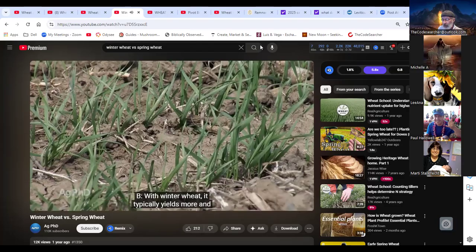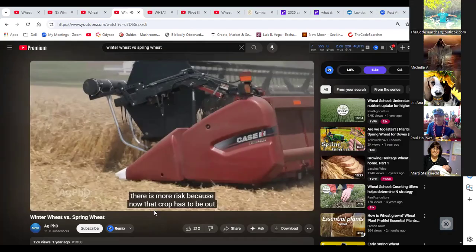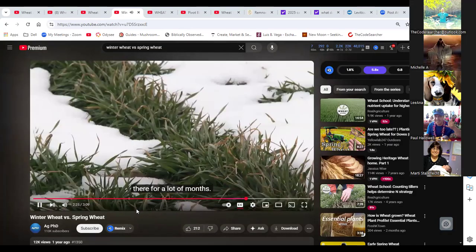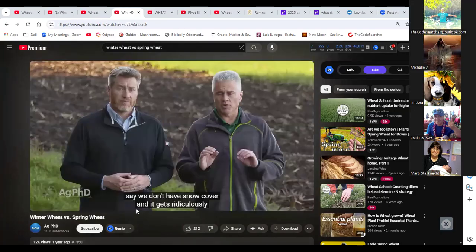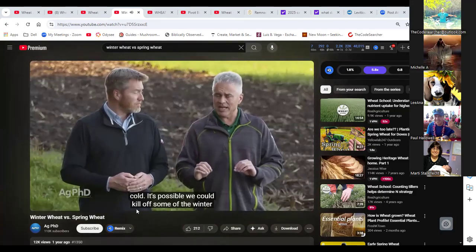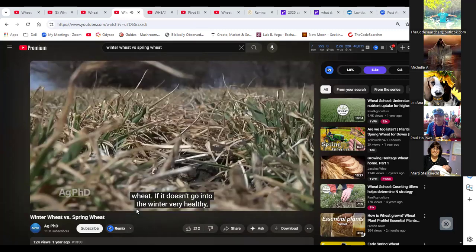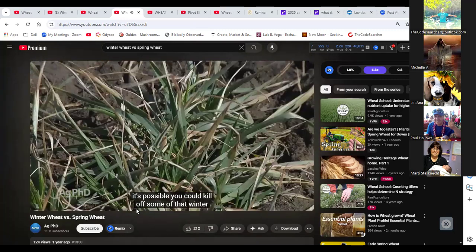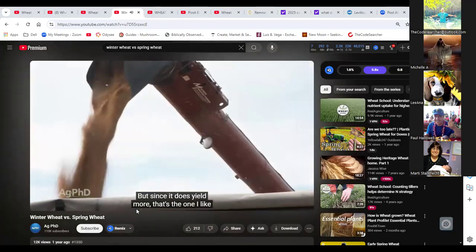With winter wheat, it typically yields more, and that's the reason why we like it. But then again, there is more risk because now that crop has to be out there for a lot of months. So you could have some things go wrong. Let's just say we don't have snow cover and it gets ridiculously cold. It's possible we could kill off some of the winter wheat. If it doesn't go into the winter very healthy, it's possible you could kill off some of that winter wheat. So there's just a lot more risk with winter wheat. But since it does yield more, that's the one I like to raise.